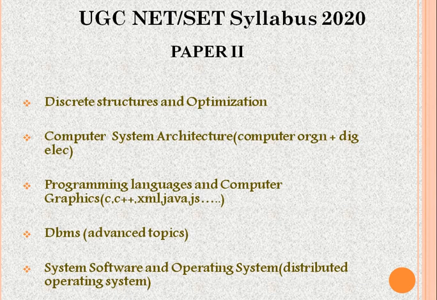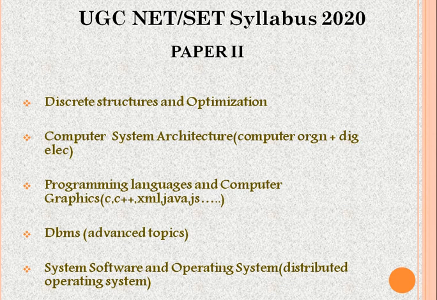So the syllabus for UGC NET or SET 2020 paper 2 is, the first chapter is discrete structures and optimization. The second one is computer system architecture. So the paper is a combination of both computer organization and digital electronics. The third is programming languages and computer graphics. Initially the programming languages was given as a separate paper, but now all the programming languages have been combined and given together along with the computer graphics.